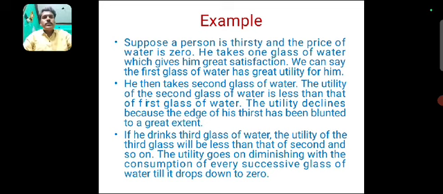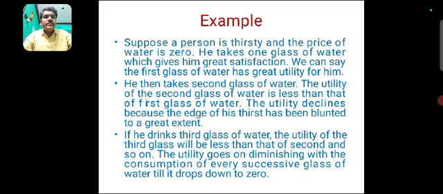Example: suppose a person is thirsty and the price of water is 0. He takes one glass of water which gives him great satisfaction. We can say the first glass of water has great utility for him. He then takes a second glass of water. The utility of the second glass of water is less than that of the first glass. The utility declines because the edge of his thirst has been blunted to a great extent.